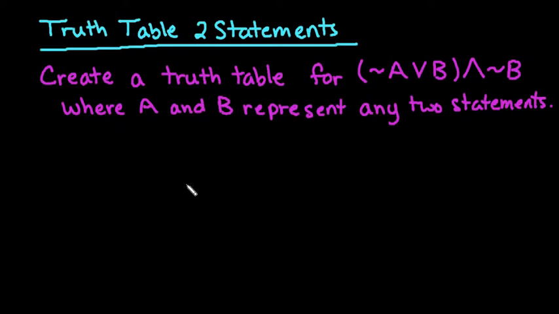For this video, what I want to do is show you how to create a truth table for two statements. I have created a more complex example for this one, and what I have here is some complements, or, and statements mixed together.